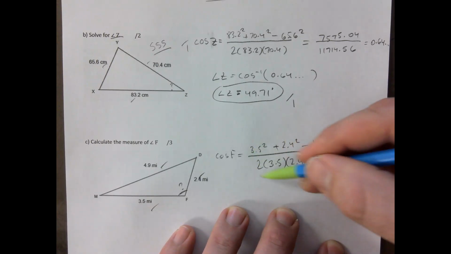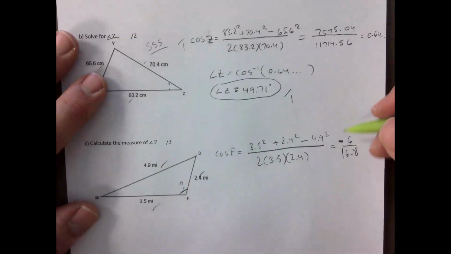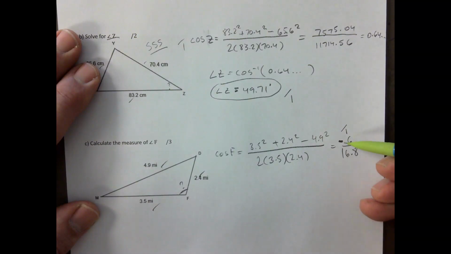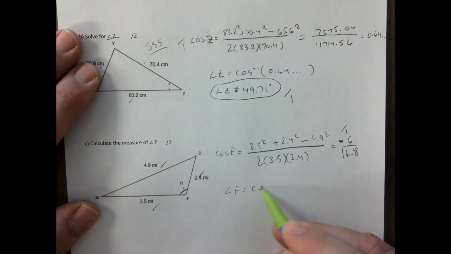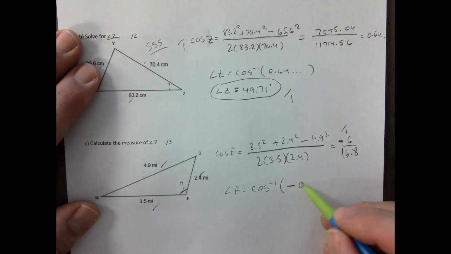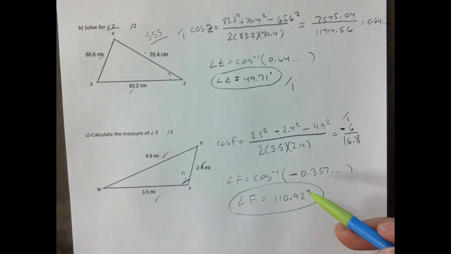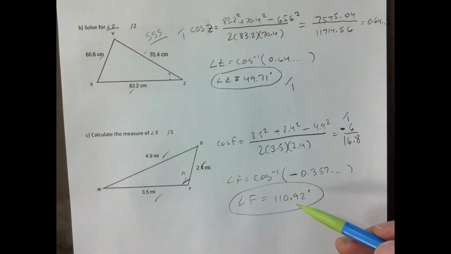So you get 1 mark for the setup. You would get a mark for the negative. If you drop it at any point, you will get an acute angle, which means you lose a mark. That's how I'm going to know you dropped it. So angle F is cosine inverse of the negative. When you divide that, you get 0.357 and then some. For the work you get 1, but for the negative in particular, you get another one. It should be an angle greater than 90 if you did this correctly.